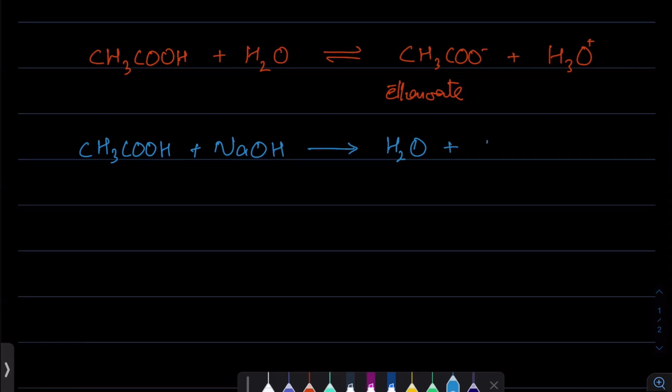And what is left? On this side, I have this left, and on this side, I have just the sodium ion left. So they'll both react and form sodium ethanoate. One thing that I want to tell you about the ethanoate ion is its structure.